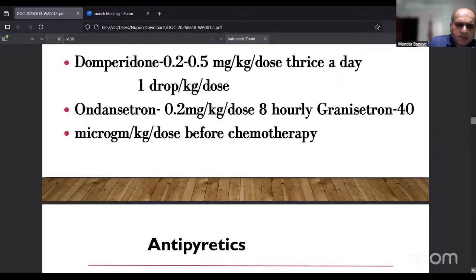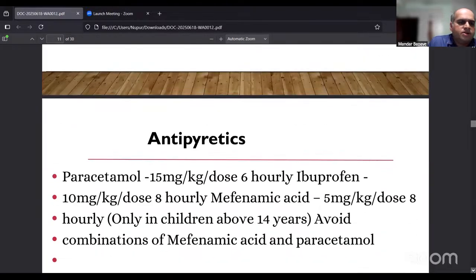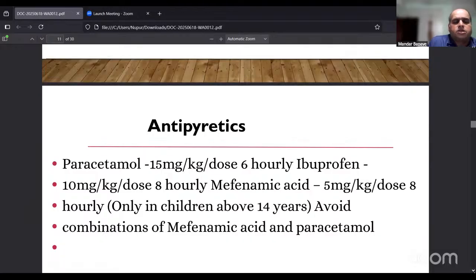The commonest drug which we use for fever is paracetamol. Now, paracetamol is given in the dose of 15 milligram per kilogram per dose. The half-life of paracetamol is around 4 to 6 hours. Therefore, we can give paracetamol 6 hourly. Paracetamol is available in drop form and syrup form. Syrup is available in 120 or 125 milligram, and in 250, and recently one company has come out with 500 milligram per 5 ml also.